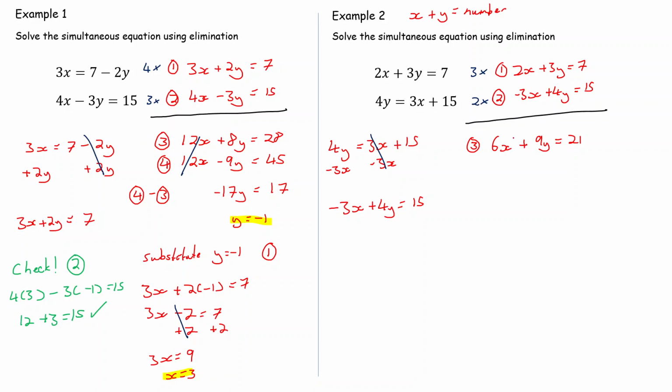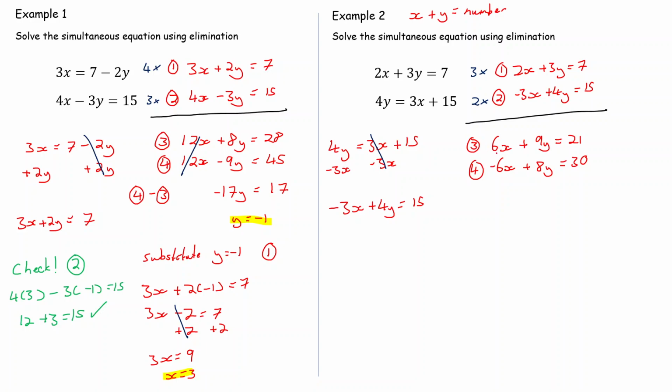2 times by minus 3x is minus 6x, and this is good, because then these x's here, they've got the same number in front of them. 2 times by plus 4y is plus 8y. Sorry, plus 8y. And that is equal to 2 times 15, which is 30. And again, I've changed equation 2. Let's go and call it something new, like equation number 4.